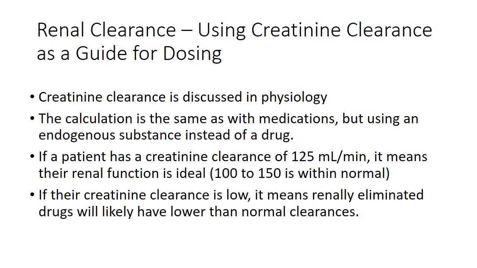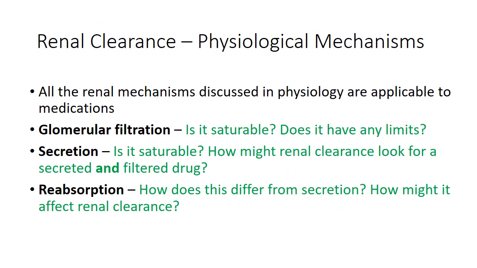If your creatinine clearance is like 60, 50, 40, there's something wrong, and that means a renally eliminated drug might be very slow to be removed. It might cause toxicity. So all the renal mechanisms discussed in physiology are applicable to medications.